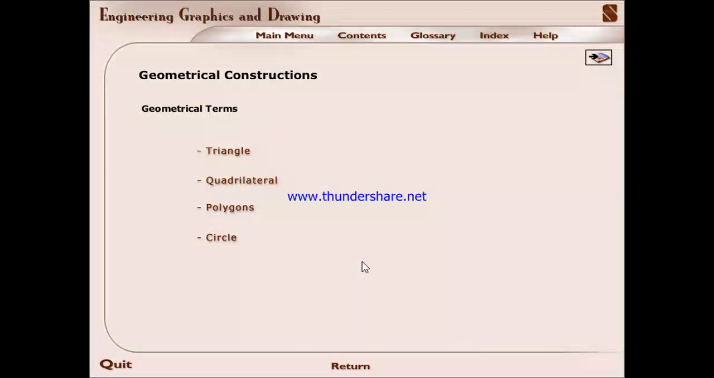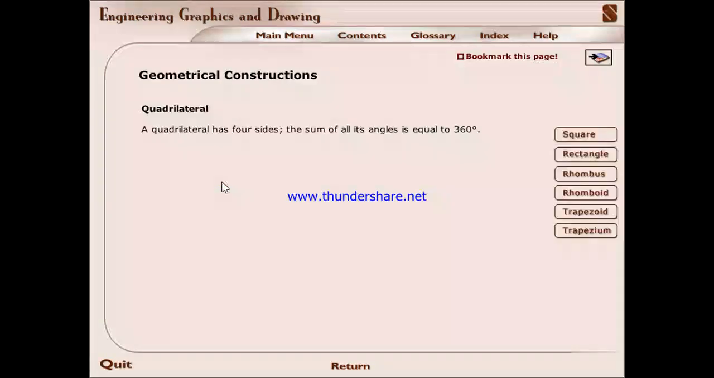Now quadrilateral. A quadrilateral is defined as a figure that has four sides. Sum of all its angles is equal to 360 degrees. So these are all like square, rectangle, rhombus, rhomboid, trapezoid, trapezium. Now we will define one after the other.